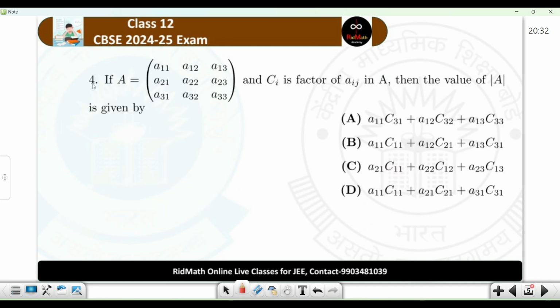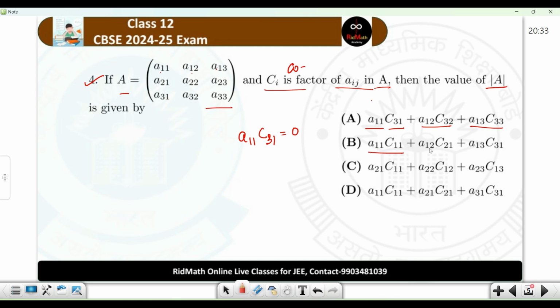Next problem. 4. If A equal to [a11 a12 ...] like this matrix, and Cij is the cofactor of aij in A, this should be cofactor, then what is the value of determinant A? So this is a11 into C31. So if we multiply an element with another cofactor, that should give us 0. Okay, and like this, a12 into C32, a13 into C33.